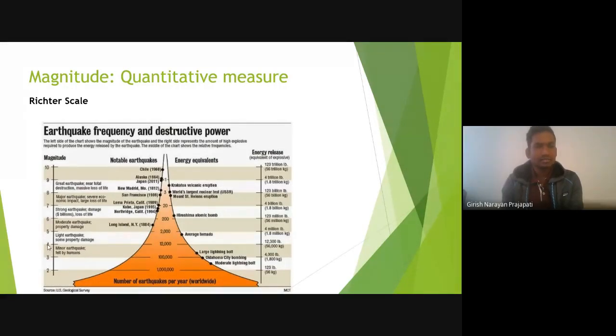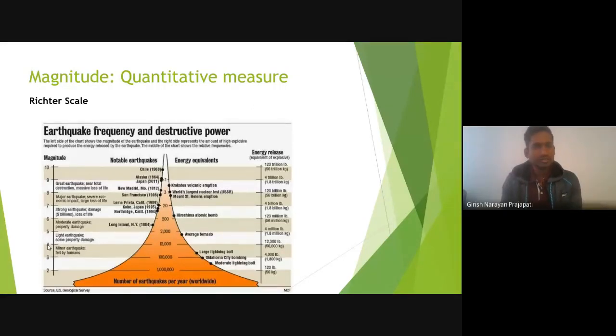From 4 magnitude, a light earthquake, some property may be damaged. 3 to 4 is called a minor earthquake, and only this earthquake is felt by humans. Like you are sitting in a room and you feel something shaking beneath your feet. That kind of earthquake is a minor earthquake.